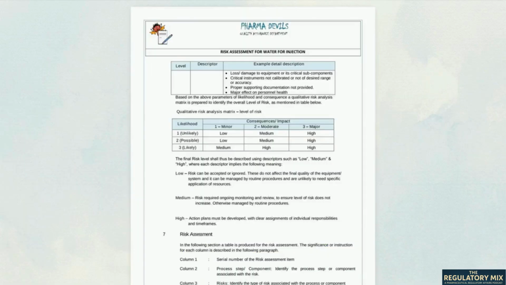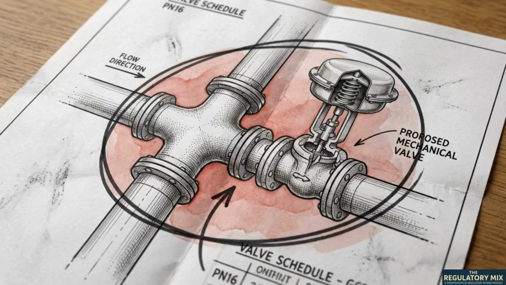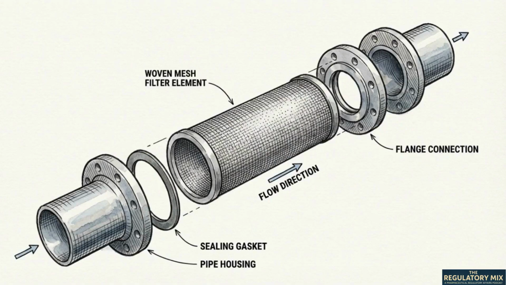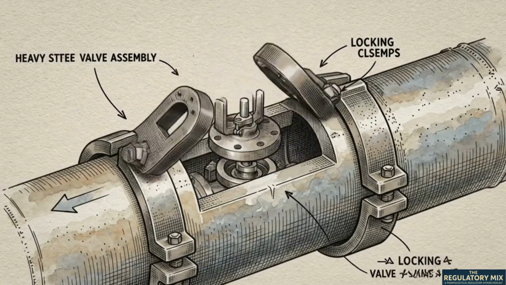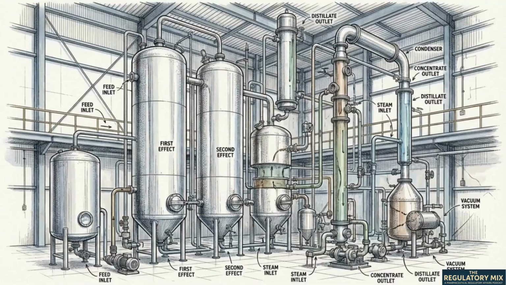This 3x3 matrix multiplies that severity of consequence against the likelihood of it happening. Notice the top right quadrant. Any Level 3 major consequence multiplied by even a Level 2 possible likelihood automatically triggers a high-risk rating. A high-risk rating mandates immediate action plans, clear mitigation strategies, and physical engineering interventions. This matrix acts as a ruthless filter. Any hazard that lands in the red zone dictates that a physical piece of hardware must be added to the facility design.